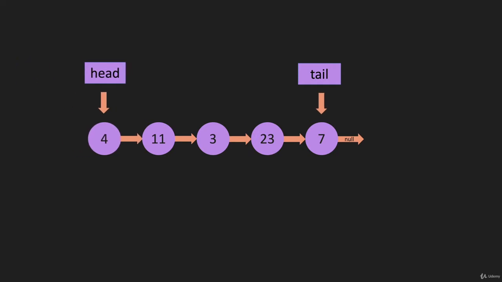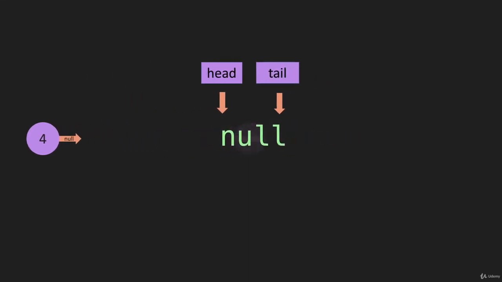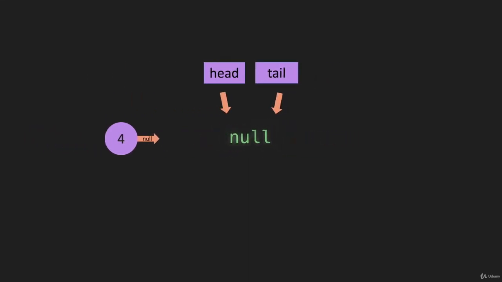So you could have a linked list with some items in it like this, or the linked list could be empty, in which case you're just going to set head and tail equal to the new node. So if you're going to code this, go ahead and pause this here. Otherwise, I'm going to jump into the code.